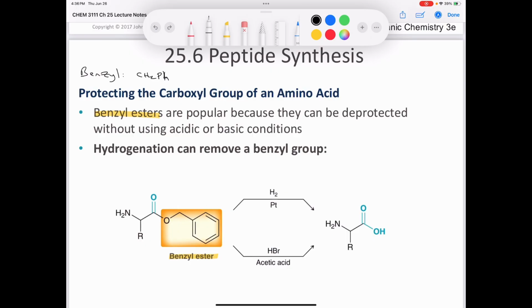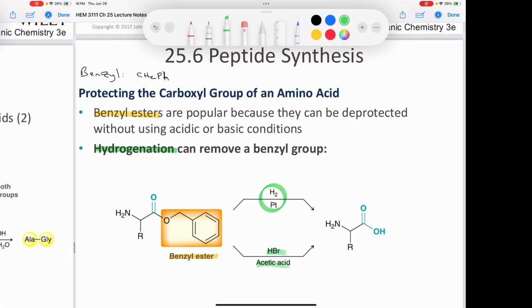Well, the reason why benzyl esters are so popular is because, sure, you can remove them using HBr and acetic acid, so just acidic conditions. However, you can also remove them using hydrogenation. So no strong acid, no strong base. Just treat them with H2 and platinum, and you end up removing the benzyl ester, which is really great in case you have any kind of acid or base labile portions in your molecule.